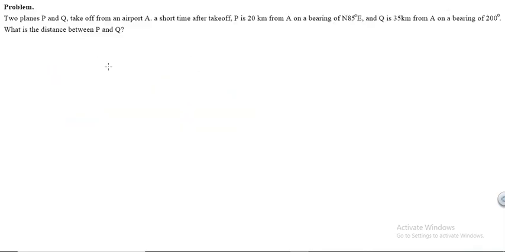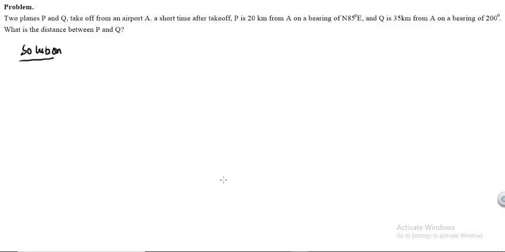For this example, we are told that two planes P and Q take off from an airport. A short time after takeoff, P is 20 kilometers away from A on a bearing of north 85 degrees east, and Q is 35 kilometers away on a bearing of 200 degrees. What is the distance between P and Q? So the solution here, like I said, is to first draw a diagram.